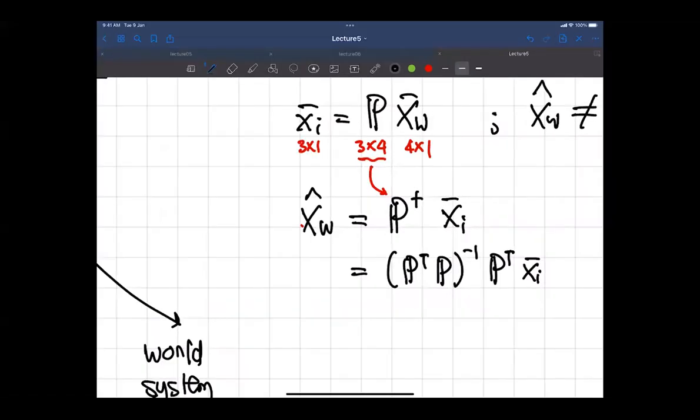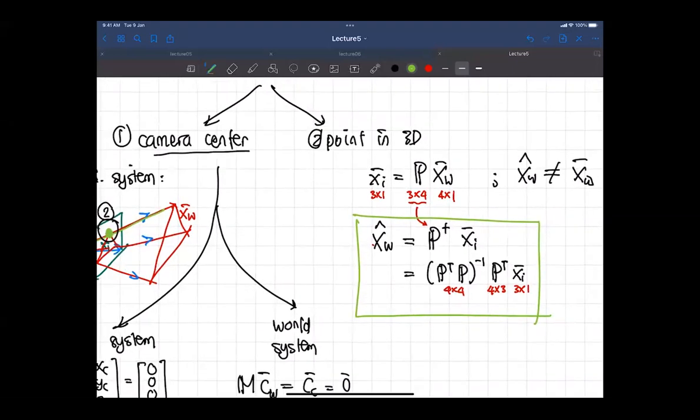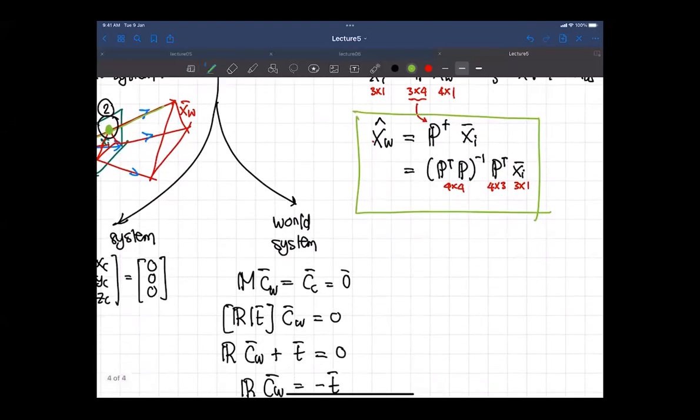Okay, good. So now, this is the definition of P pseudo inverse, P transpose P. If you want to know this one, it's actually 4 by 3 times 3 by 4. This one is 4 by 4. So 4 by 4 is a square matrix, then you can do the inverse. So now, what is the meaning of forcing P, which is not invertible, to become invertible? As I mentioned again, XW hat is not the same as XW, because when you do the inverse, here is the thing.